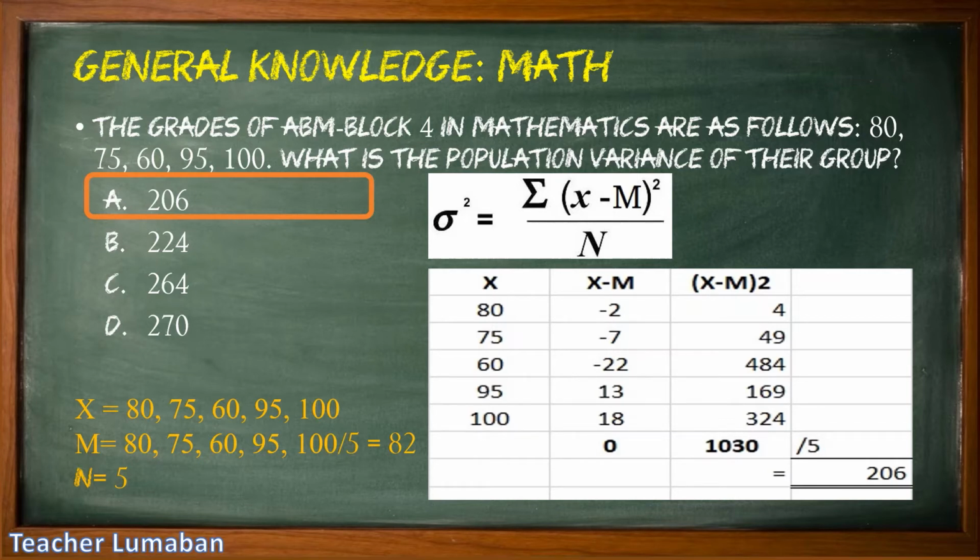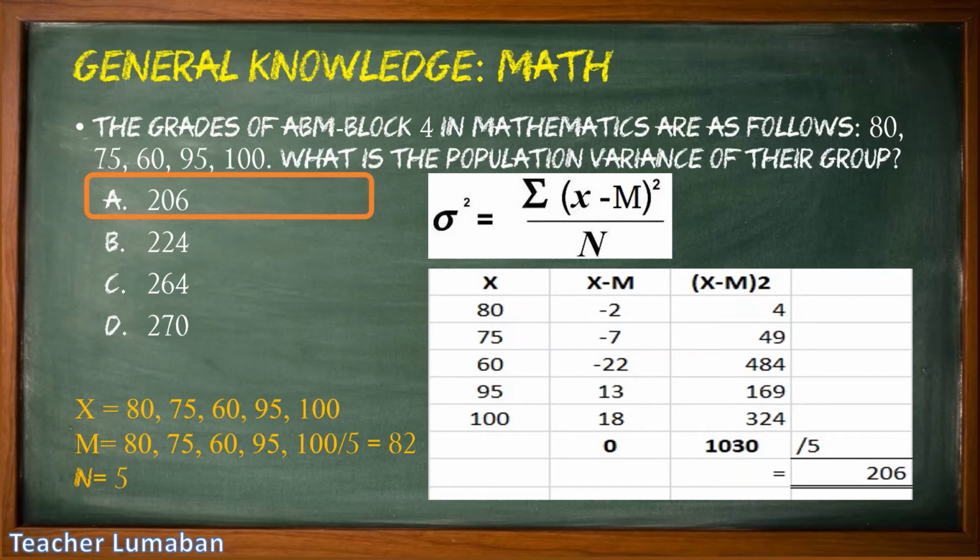75 minus 82 equals negative 7. 60 minus 82 equals negative 22. 95 minus 82 equals 13. 100 minus 82 equals 18. Add the results, which is equivalent to 0.